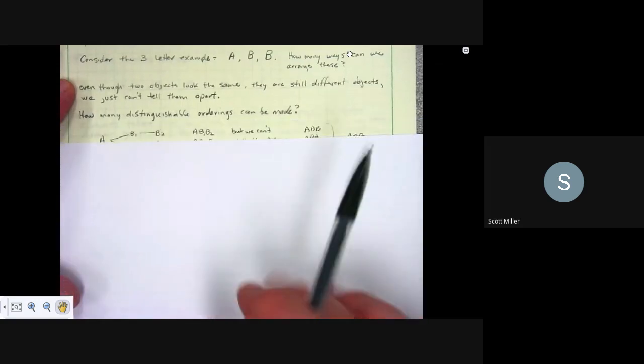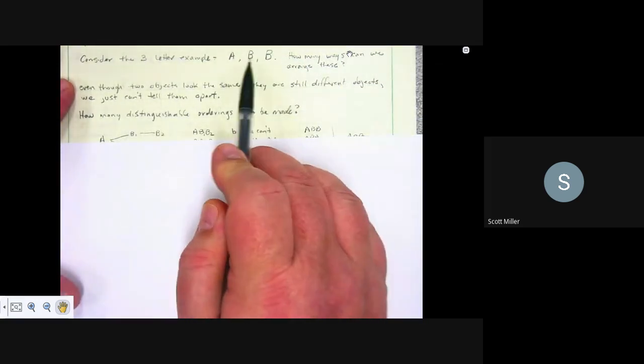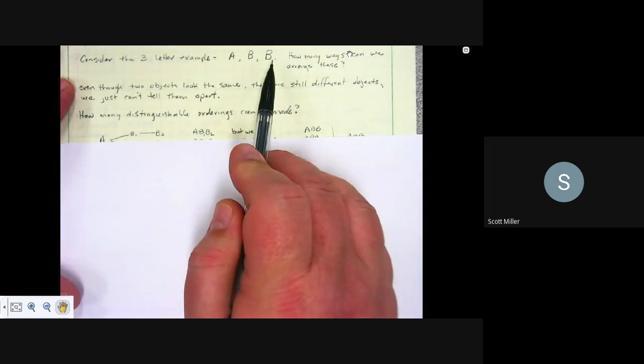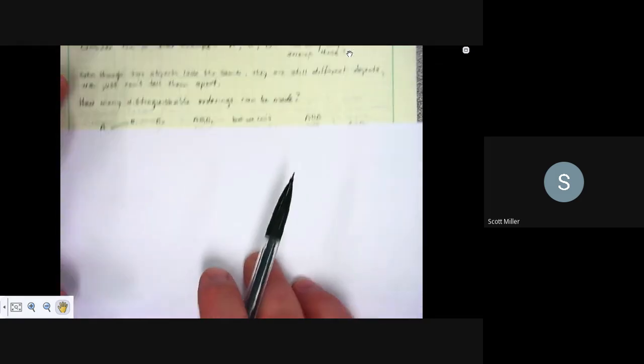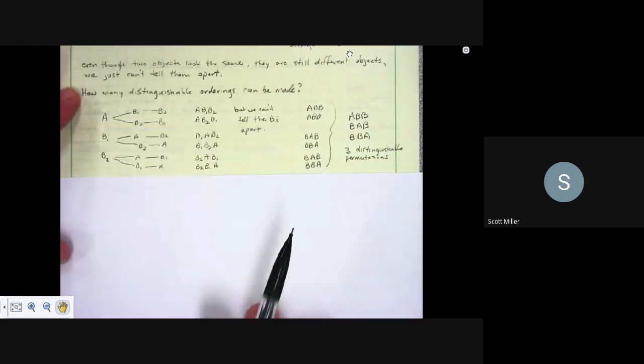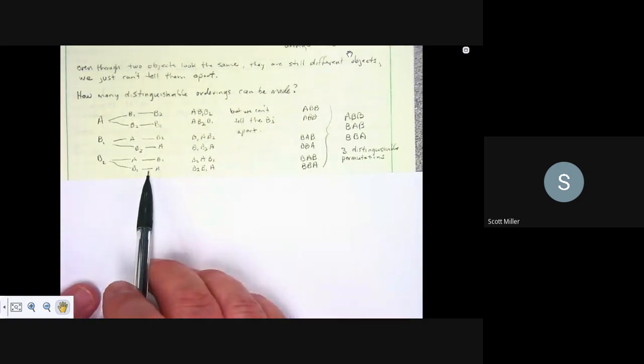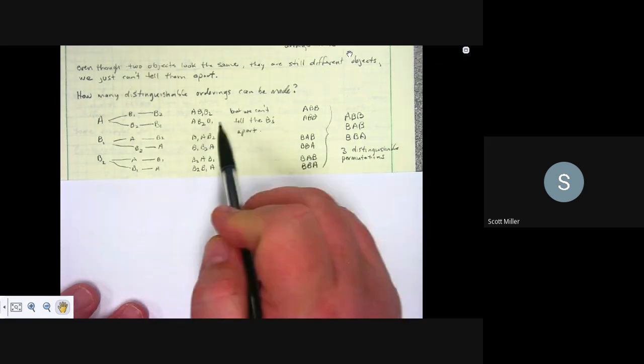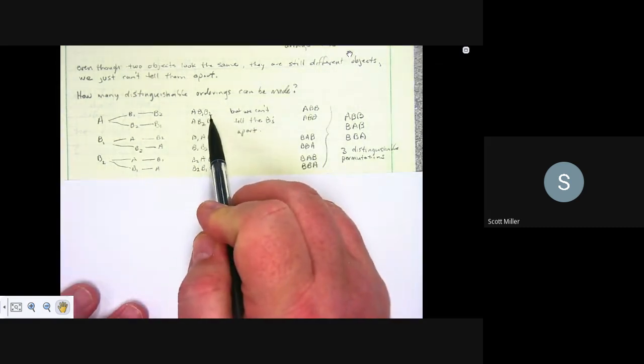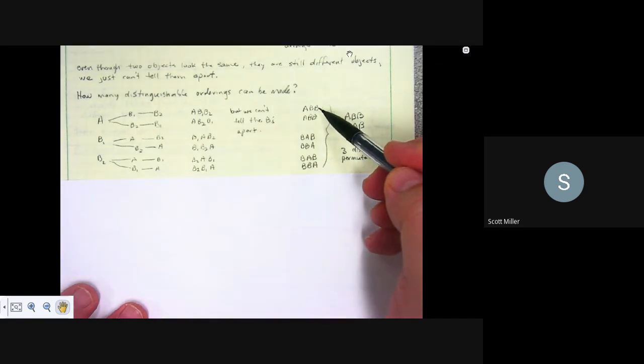To help us see this, I'm going to put little subscripts on these 2 objects so you can see that they are different. In the course of setting this up, we're going to go through the same process we just did. So here's the 6 ways I can line up 3 objects. But since I can't tell B1 and B2 apart, remove the subscripts and I get this right here. A, B, B, A, B, B. See? And I'm repeating things.